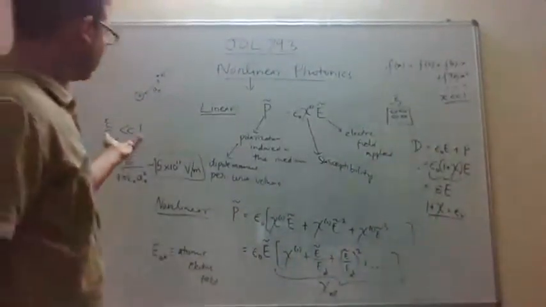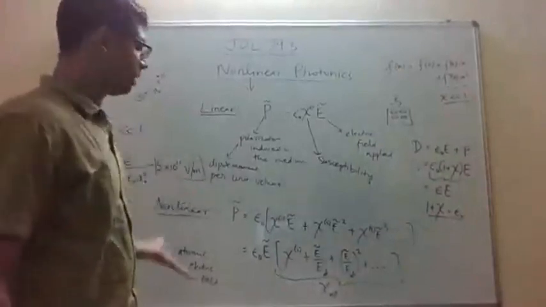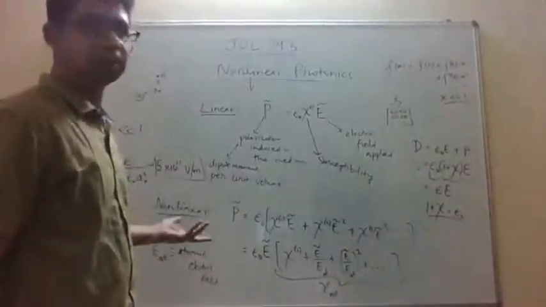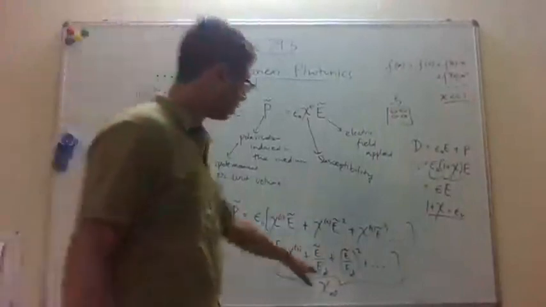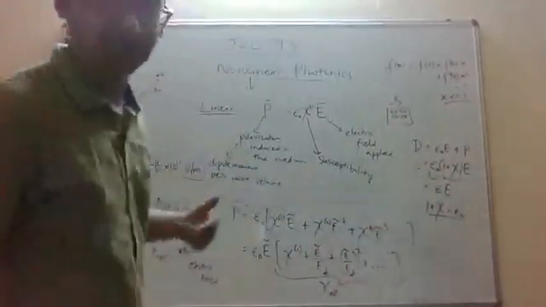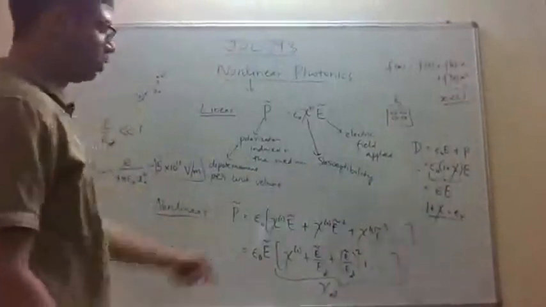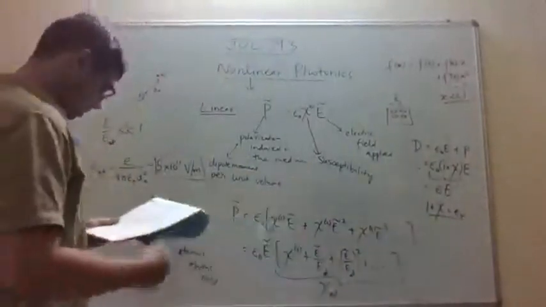But once the intensity of the optical field or the electric field increases a little bit, such that you cannot neglect these terms, right? So E would still be much smaller than E atomic, but not sort of negligible. So you see some actual measurable effects from it. Then you have to include that.